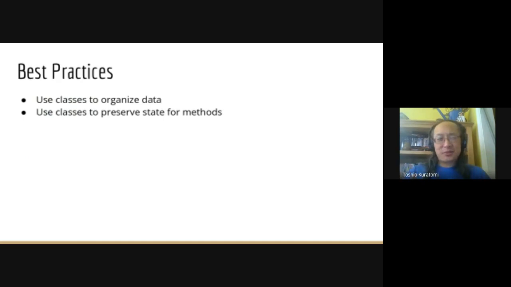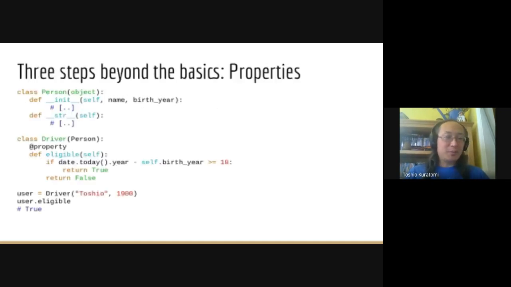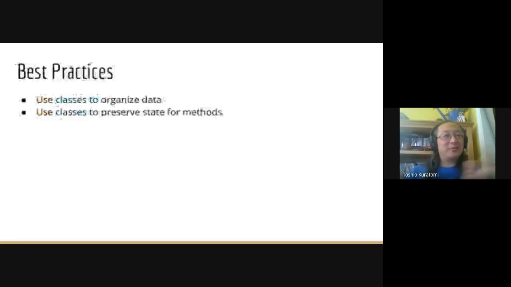Best practices, just really quickly, I'll get into a very few. When should I use classes? Use them to organize your data. So, like in this Driver example and the Person example, we have things that are related to a person. The name, the birth year, eligible for a driver's license. These are all things that are about the person themselves. If we had something else like, well, I'll get into that a little bit later. But these are all things that are related to the person, the driver, things that are inherent to them.